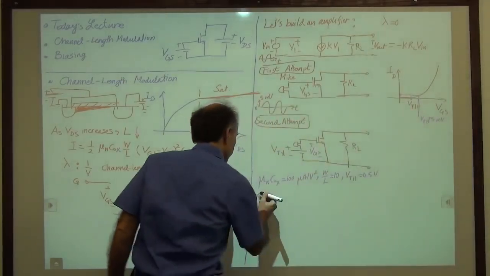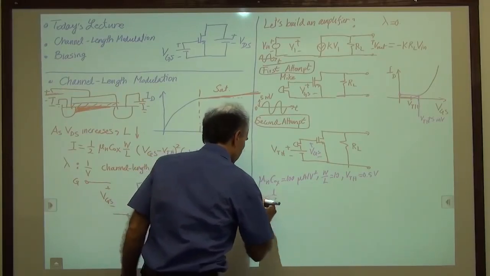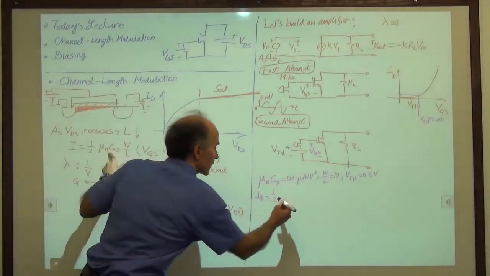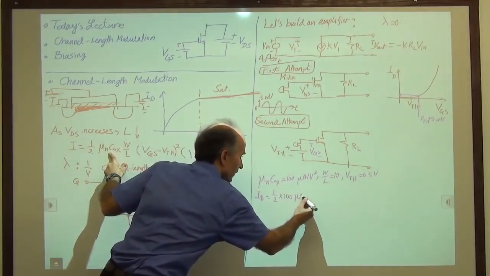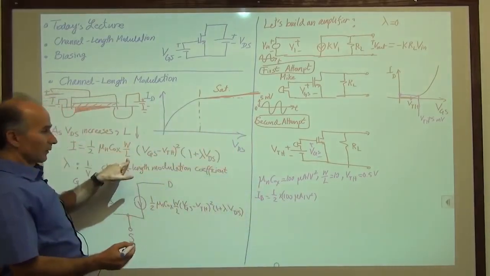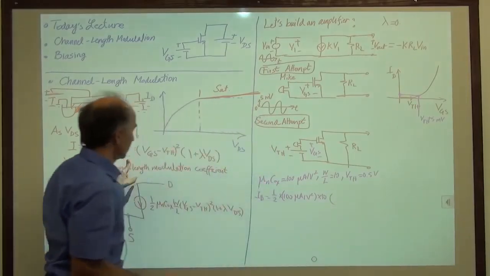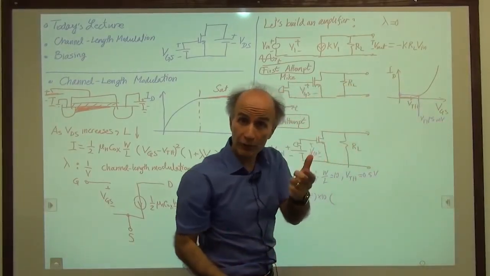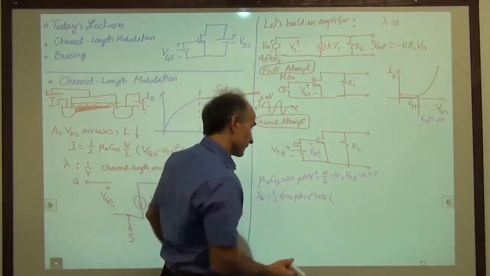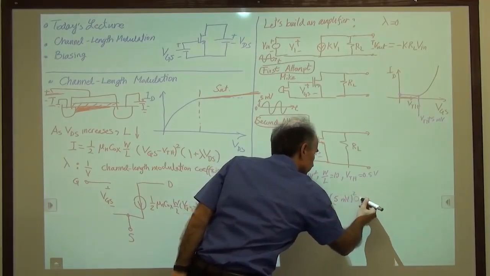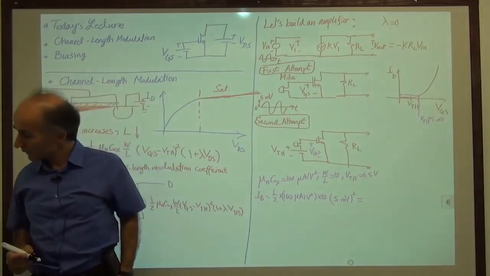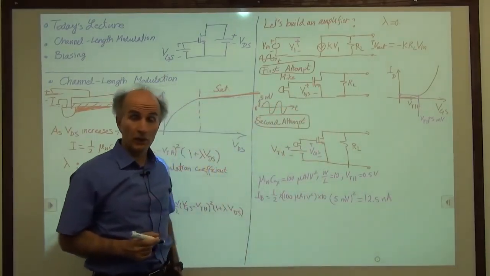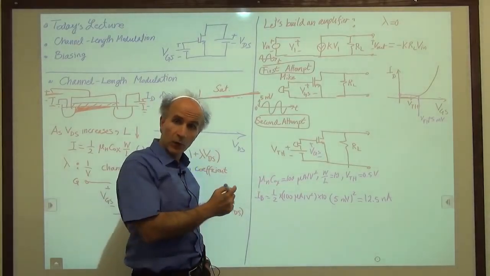Okay, so then we can write ID is equal to 1/2 of mu n Cox. I'm writing this equation without the correction due to channel length modulation. So 1/2 times 100 microamps per volt squared times W over L, which is 10, times what goes in here? VGS minus VTH. VGS is this much, VTH is this much. So we are above VTH by 5 millivolts. Our overdrive resulting from the microphone signal is 5 millivolts. So 5 millivolts squared. And calculate this, what do we get? We get 12.5 nanoamperes. This current looks awfully small. And we will see what we mean by small.